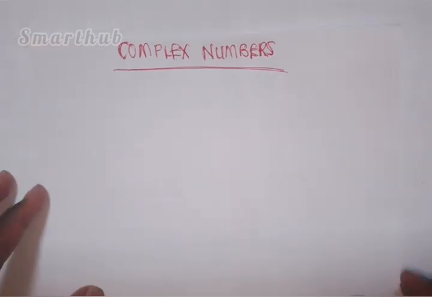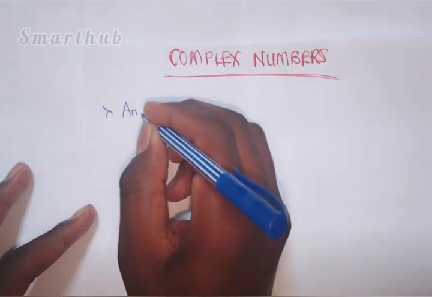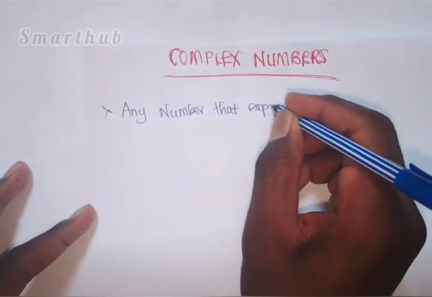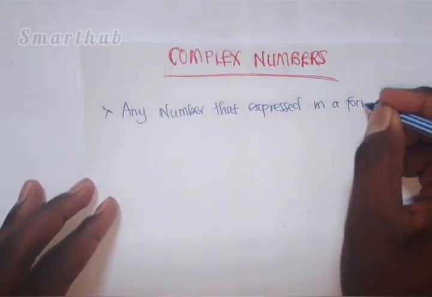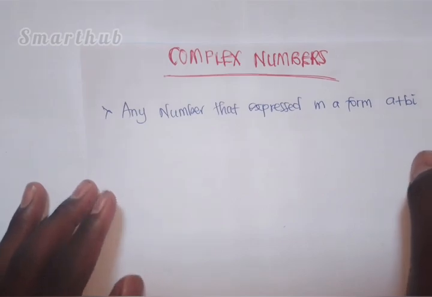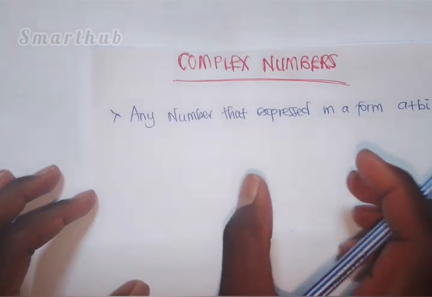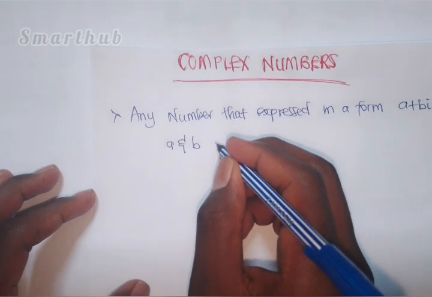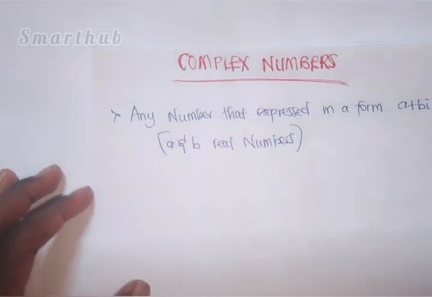a plus bi. So a complex number is any number, take note, any number that can be expressed in a form a plus bi, where a and b, so now these are conditions for it to qualify as a complex number. a and b are real numbers. So this is a condition.